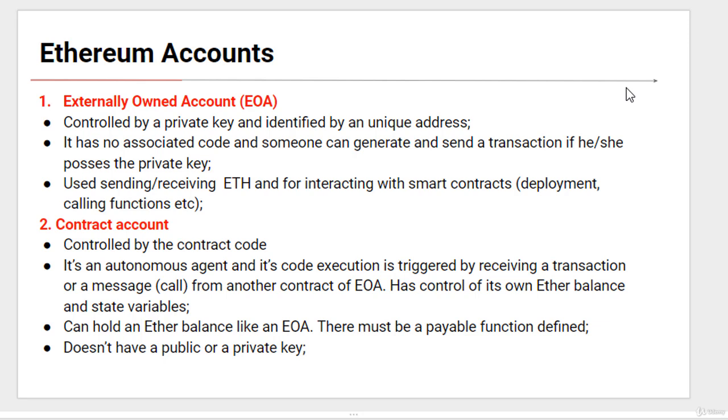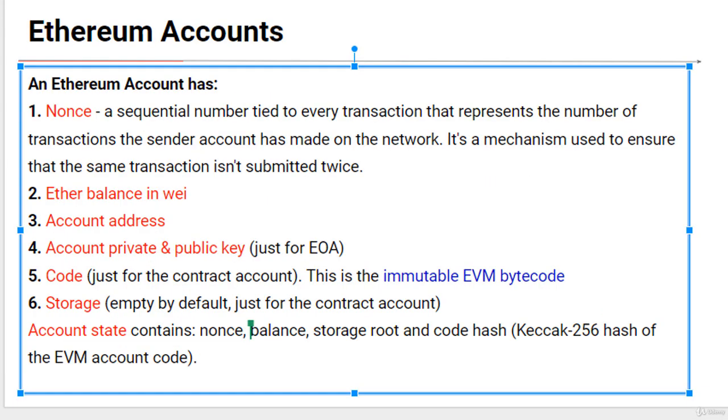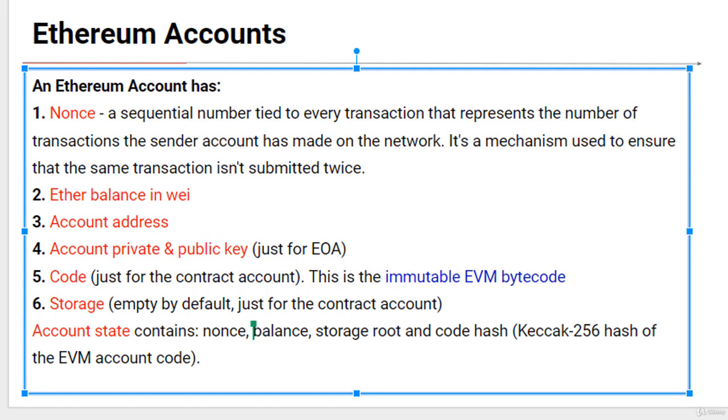This account doesn't have a public or a private key. To create a contract account, the Solidity source code must be compiled into bytecode, and that bytecode must be deployed on the Ethereum blockchain. An externally owned account or another contract can deploy the bytecode and can create the contract. An Ethereum account has a nonce. This is a sequential number tied to every transaction that represents the number of transactions the sender account has made on the network. It's a mechanism used to ensure that the same transaction isn't submitted twice.